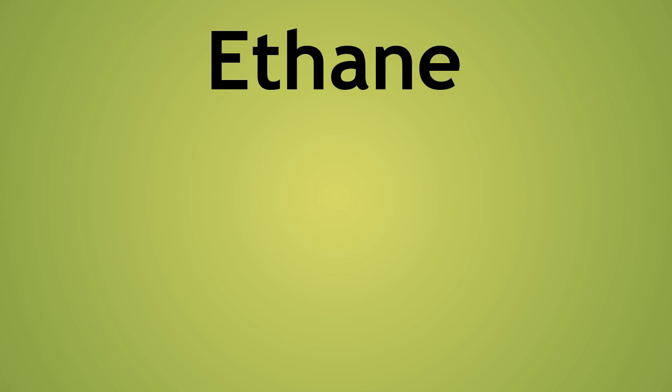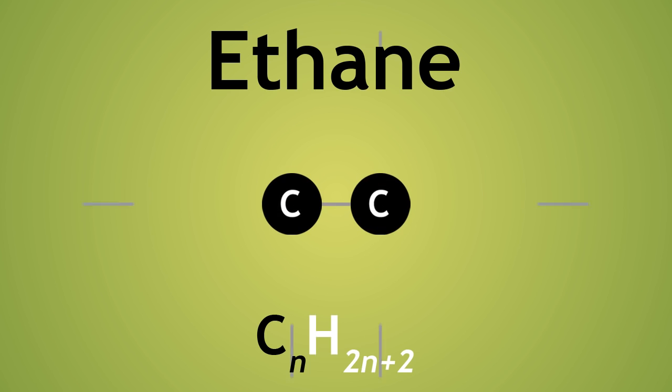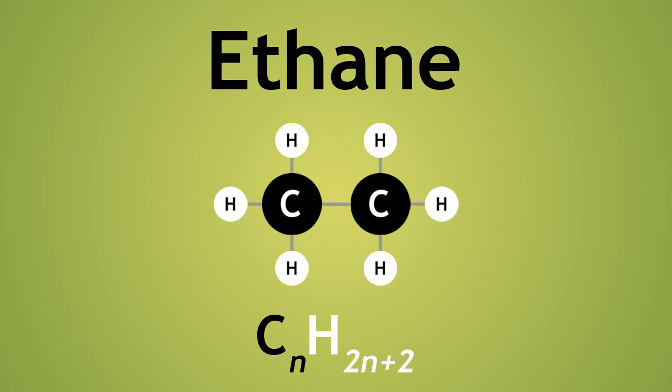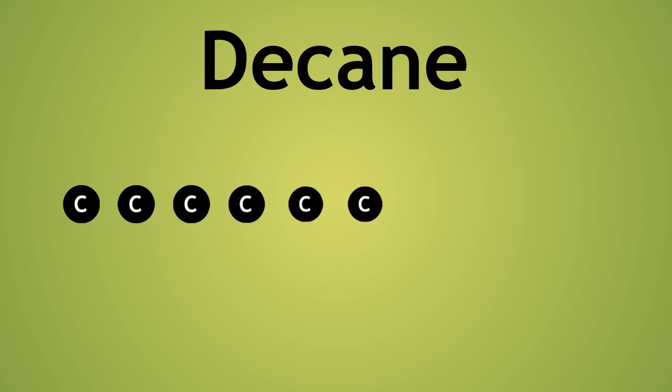Let us look again at ethane. Using the formula CnH2n+2, where n represents 2 for the 2 carbon atoms in ethane, we can see that the number of hydrogens will be 2 multiplied by 2 equals 4, plus 2 equals 6. So 6 hydrogens, C2H6. Using this, we can find the molecular formula of other alkanes. For example, decane, an alkane with 10 carbons.